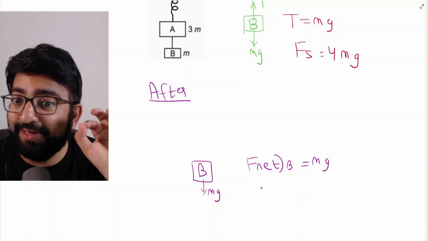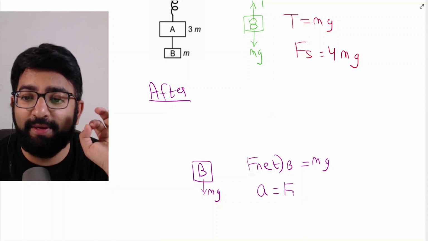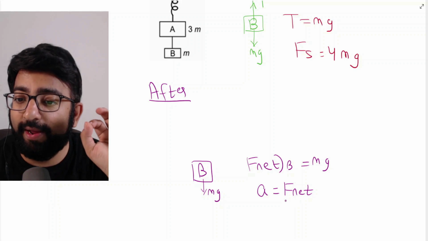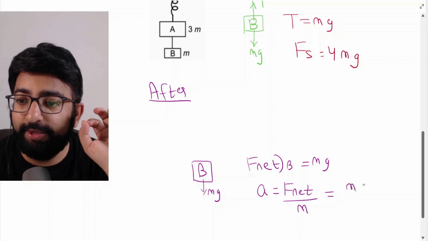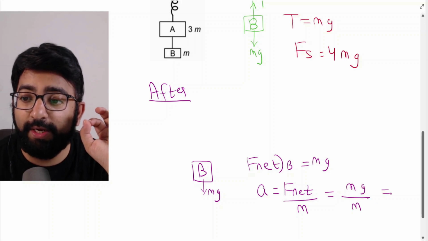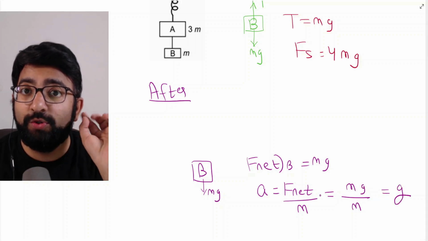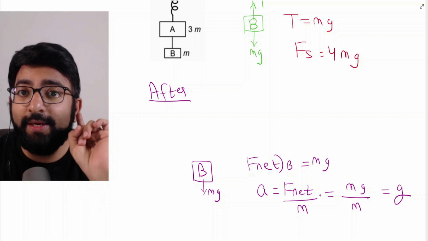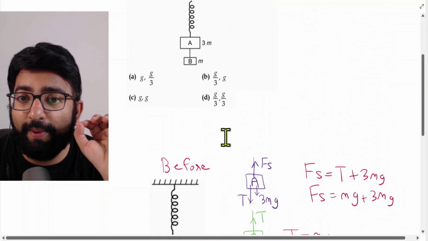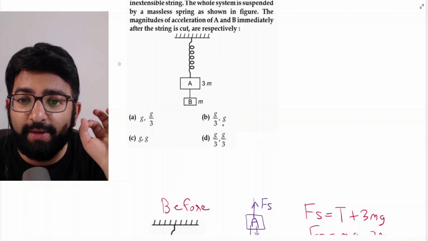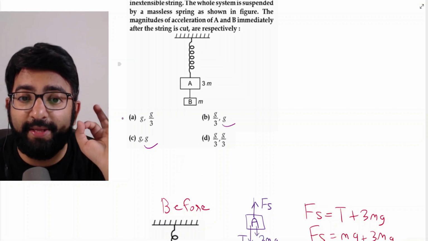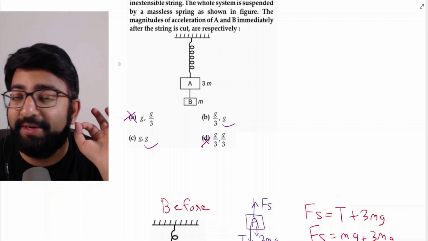And how do we find the acceleration? Acceleration is figured out by Newton's second law. F net is equal to m into a. F net for B is mg, and if we divide by the mass of the object, we will get the answer as g. So acceleration for object B should be g. And let's see, if I go back to the options, acceleration for B being g is only there in option B and C. Hence, A and D can be discarded.